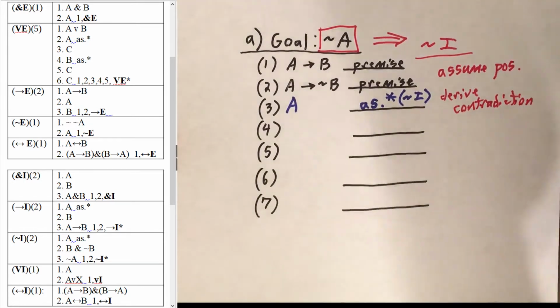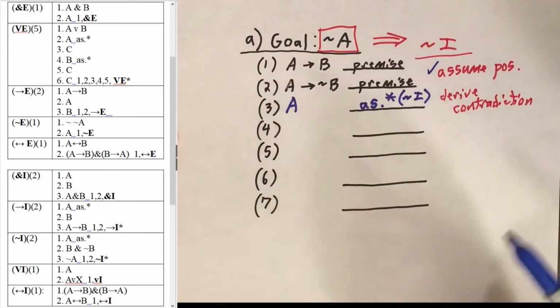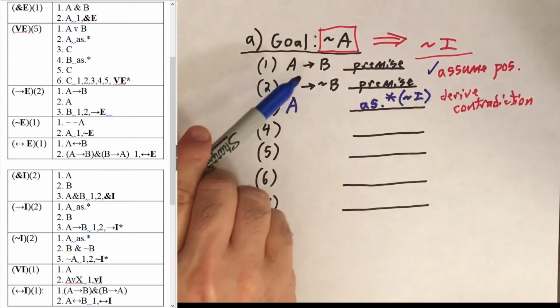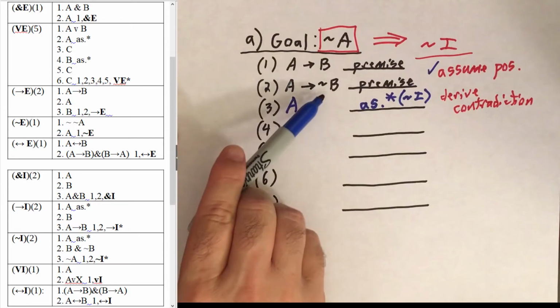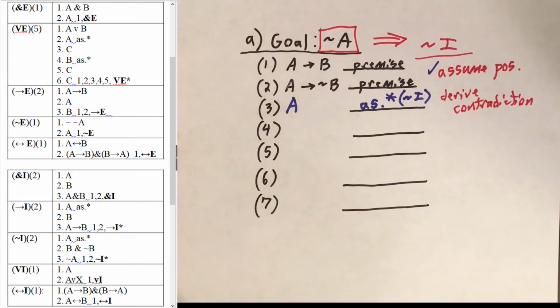So now we've got our first step. I assume the positive, and now I'm trying to derive a contradiction. I am trying to find a sentence that's impossible. Look at what's staring at us. Here is B, and here is not B. If we could isolate those and put them together, we would have a simple contradiction, B and not B. So those are going to be our subgoals.